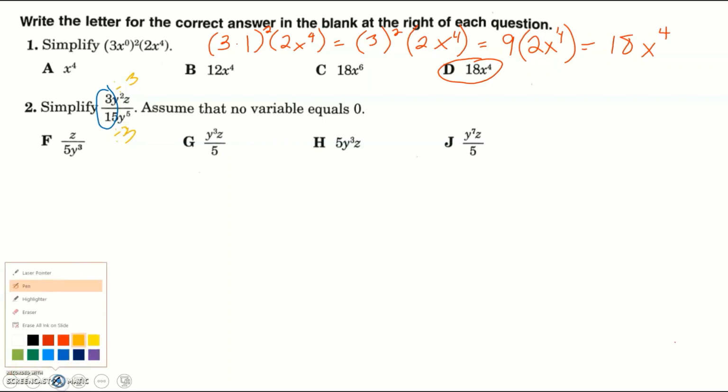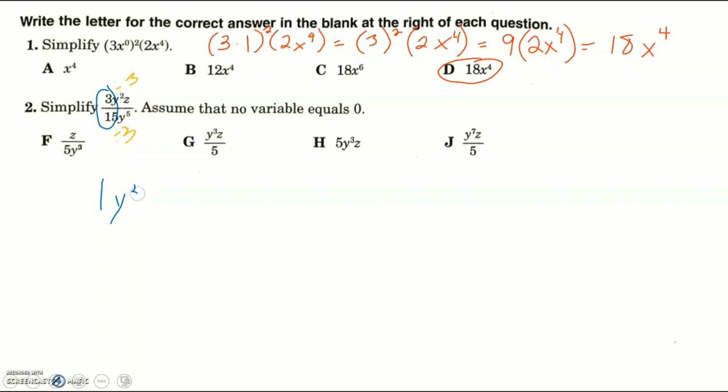So if we divide both of them by 3, 3 divided by 3 is 1, so we'd have 1y squared z over 15 divided by 3 is 5, 5y to the 5th power. So we have 1y squared z over 5 times y to the 5th power. The z has nothing to simplify. The y squared and the y to the 5th, they can simplify because they have the same base. So if you remember, when they have the same base, we subtract their exponents.